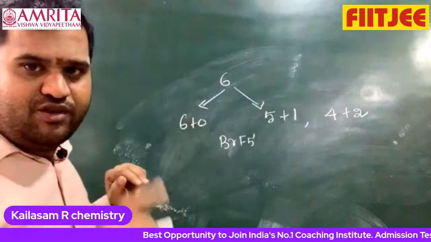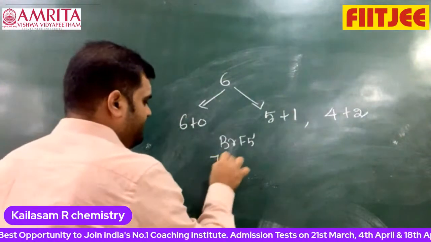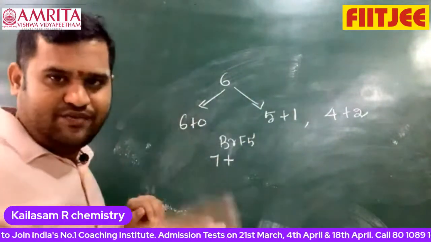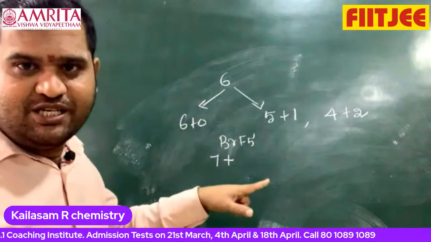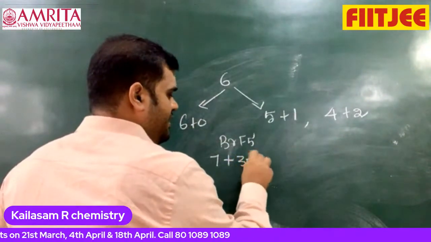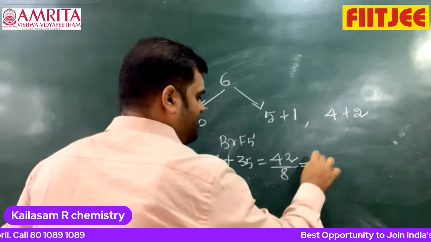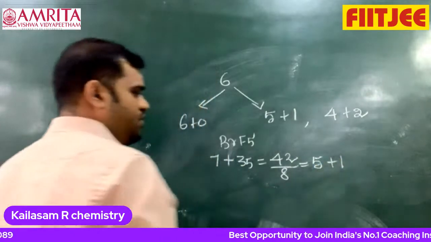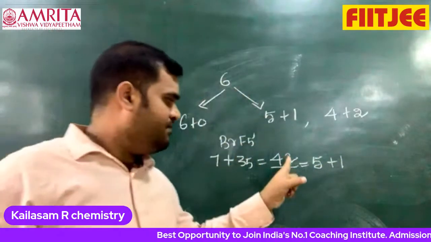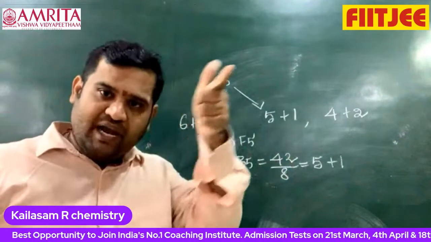In BrF5, please understand, what is the bromine valence electron? 7. And fluorine is what? 7. How many fluorine are there? 5. So 5 into 7, 35. What we are going to get is 42. 42 by 8, you have 5 plus 1. Please understand, 5 8s are 40. Remainder is 2, and the 2 are one pair of electrons.